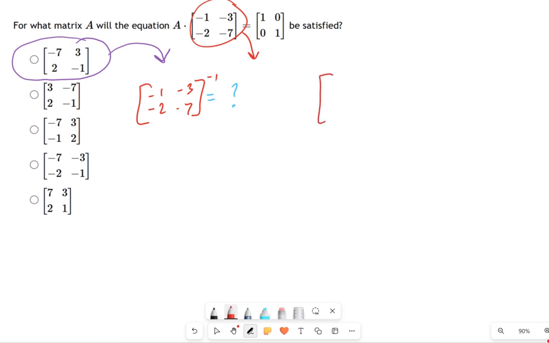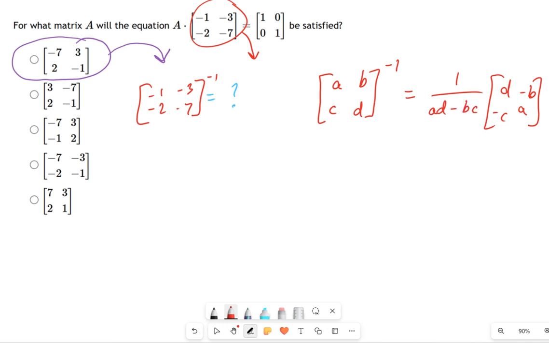And the way that works is the following. Here's my matrix. If I take the inverse of that, it's going to be the following. 1 divided by something, I'll get to that in a moment. And what you do is you switch the place of D and A, and you turn B and C negative. Okay, now what goes on the denominator on the outside of this is AD minus BC.